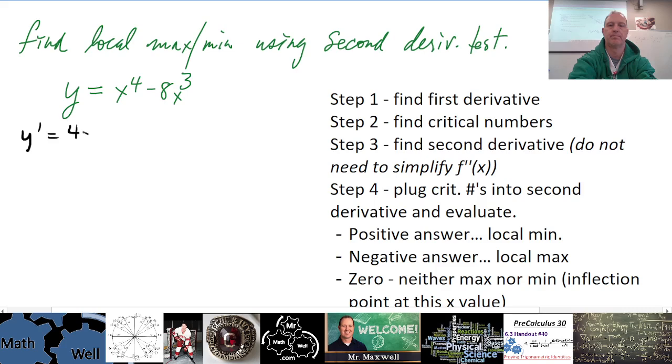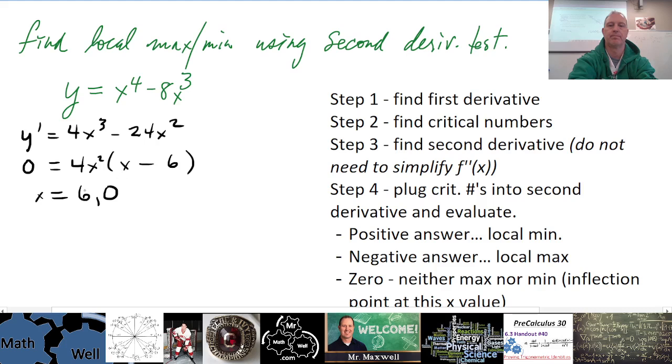So what's that going to be? 4x cubed minus 24x squared. Okay, and can we find critical numbers? Yeah, let's let this equal 0. I'll factor here if I can. I'm going to take a 4x squared out, with x minus 6, I guess. Now, the critical numbers will be x equals what? 6 and 0. Right. Those are my two critical numbers that it appears that I have.